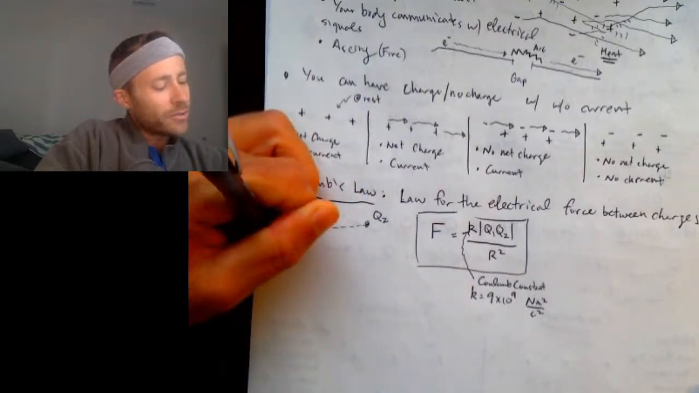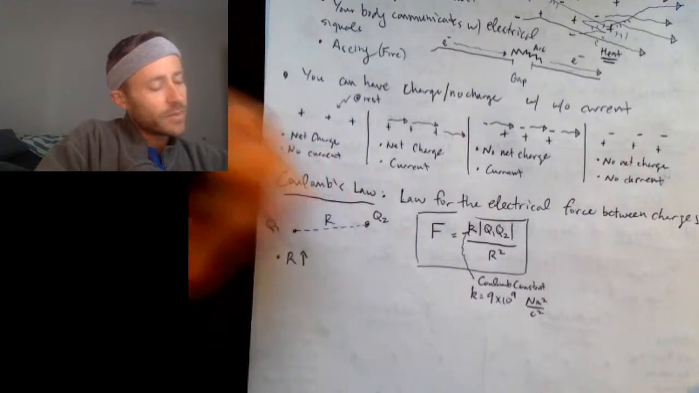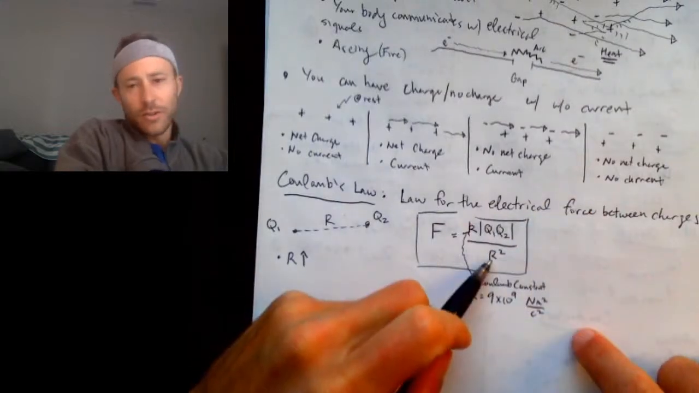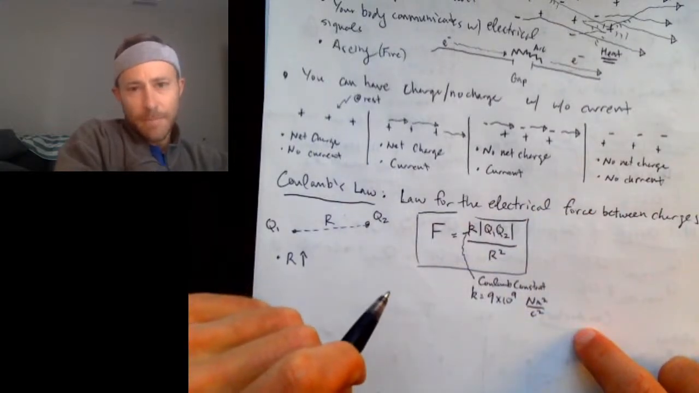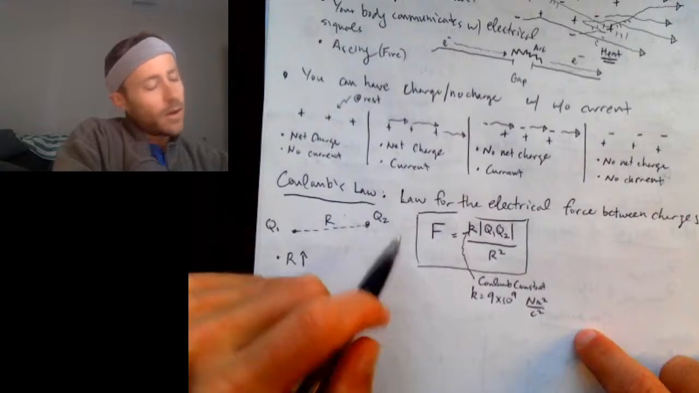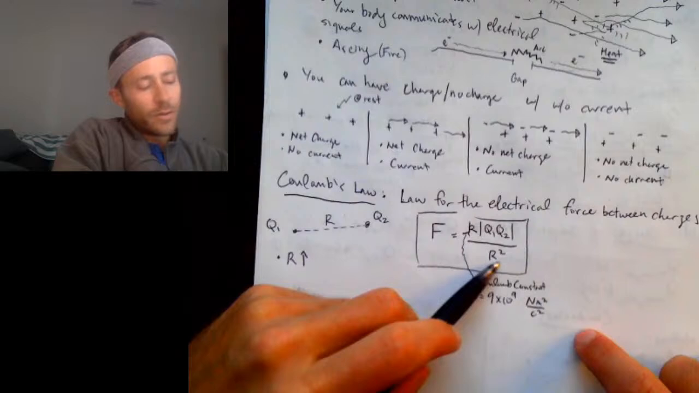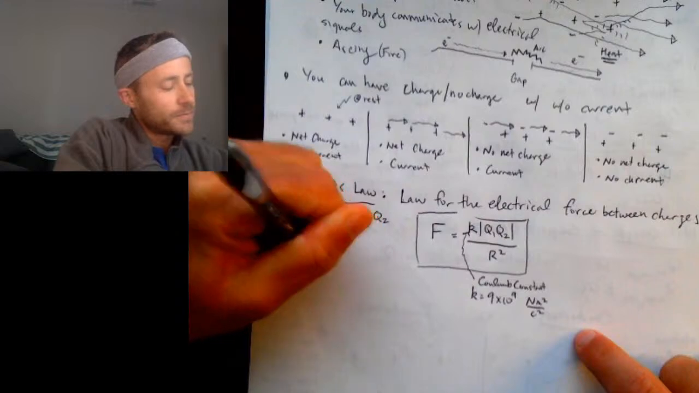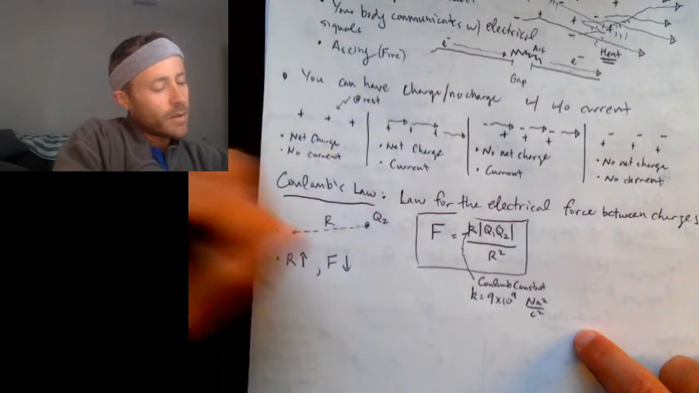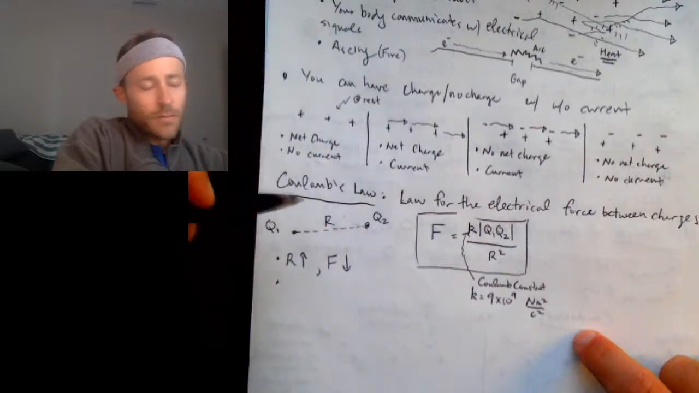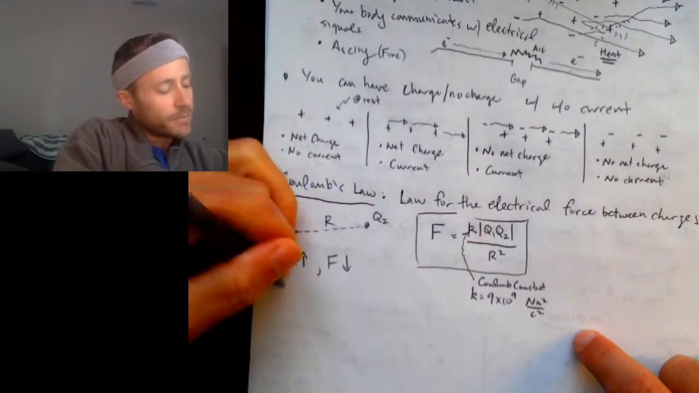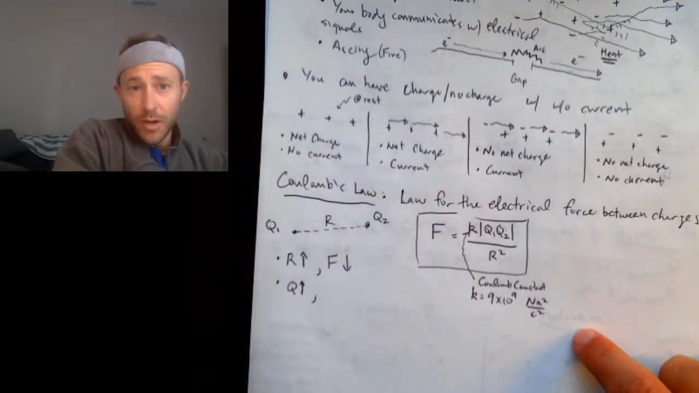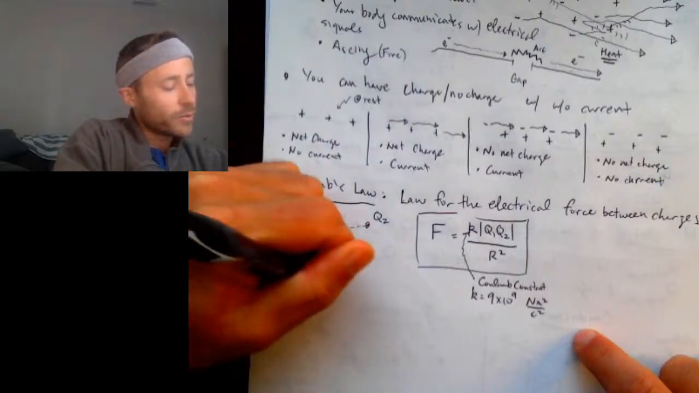So in particular, as R increases, that means that the charges are getting further apart. We can see that R is in the denominator of this equation, and so if we make the denominator bigger, that makes the size of the force smaller. If we make the charges bigger, so as Q increases, Q is in the numerator. If we make the numerator of a fraction bigger, then the force will get bigger.